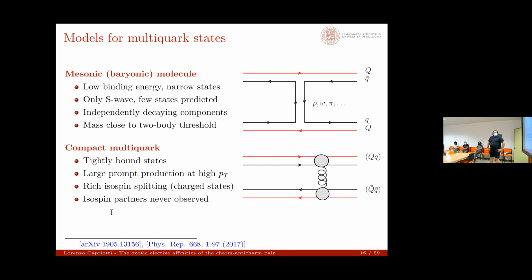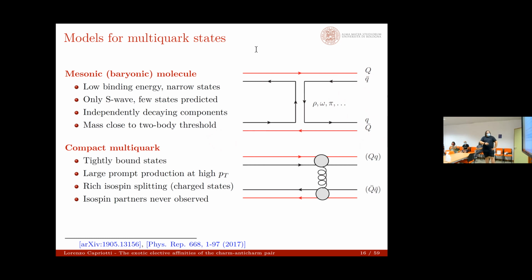So what are the models that we use to describe multiquark states? Well, there are mainly three. The first one is the mesonic molecule or baryonic molecule, according to whether it's a 4-quark or 5-quark state. This is a very interesting model, but it predicts states with low binding energy, which means that they are narrow and they can only be S-wave because the energy is not enough to have relatively high angular momentum. And the interesting thing is that their components can decay independently. So this could explain isospin violation, for instance. And the mass of the molecule has to be closer to the two-body threshold, a little below, okay? Just like any molecule in the real world.